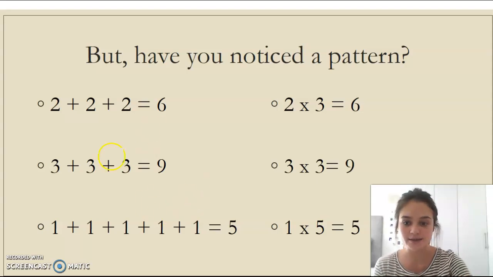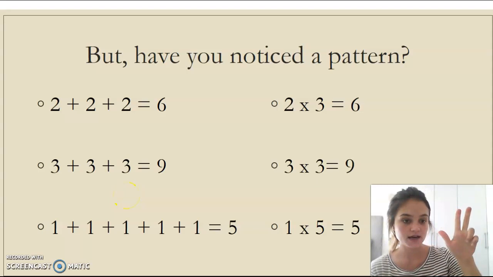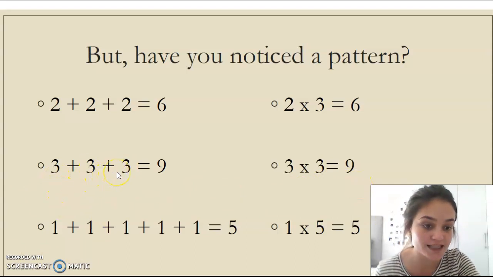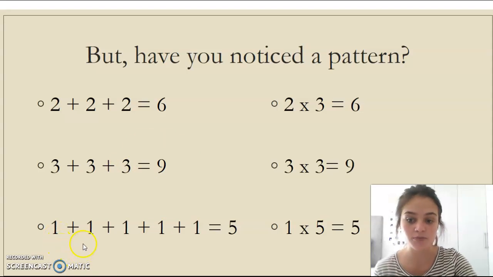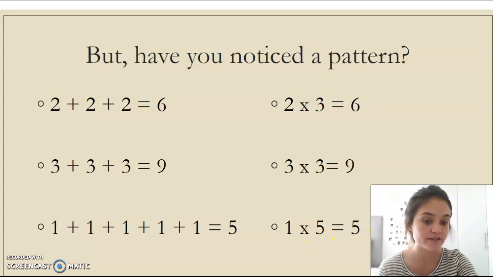Let's have a look over here. We have 3 plus 3 plus 3. Let's count in 3s. 3, 6, 9. Do you see that? So 3 times 3 is 9. And when we count 3 times in 3s, adding 3 each time, we get 9. Same as over here. Now, this is the same ones we used earlier. 1 plus 1 plus 1 plus 1 plus 1 equals 5. So we say 1 is repeated 5 times. So 1 times 5 equals 5.